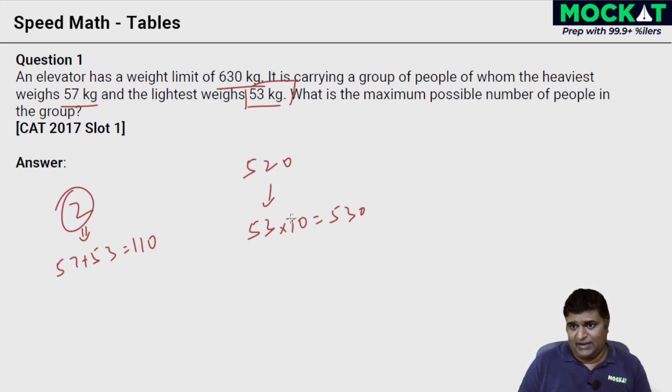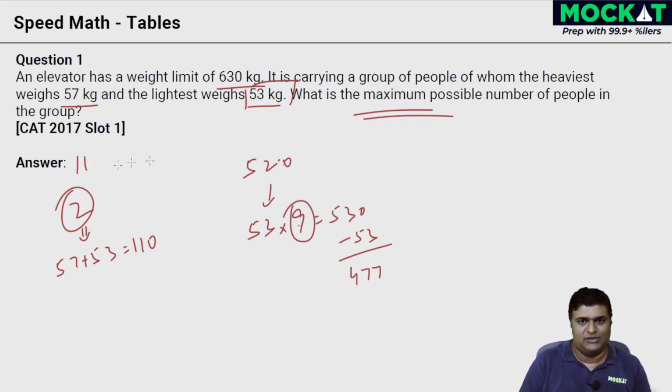So therefore, I can't have 10, I can have 9. What is 9? 530 minus 53. And that's going to be definitely less than 520. I do not need to calculate the exact number to be 477 and waste time over there. As long as I know it's going to be less than it. So 9 more people can be supported to accommodate within this 520, a maximum of 9. So the maximum possible number is 2 people over here, and this 9, it totals 11.